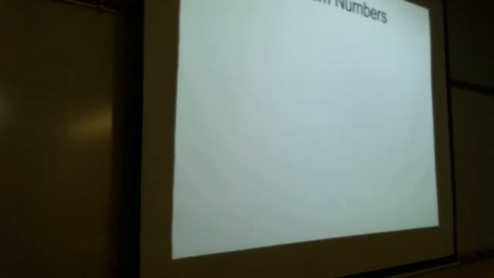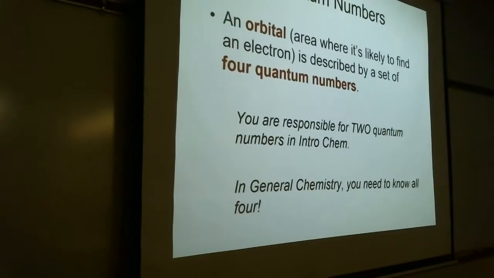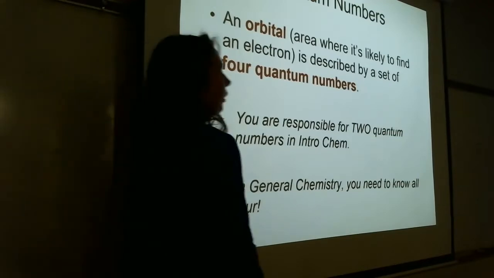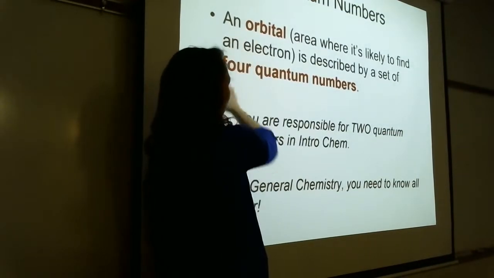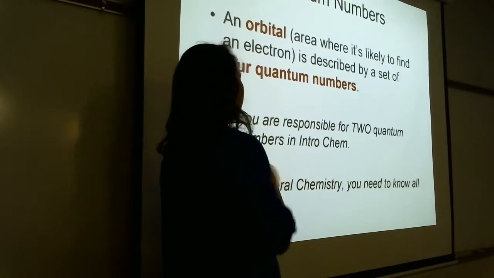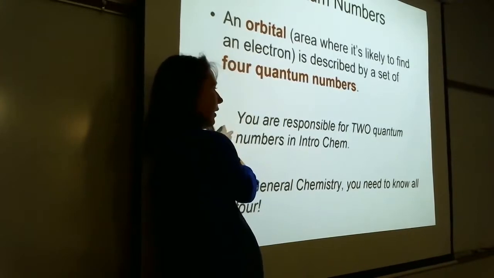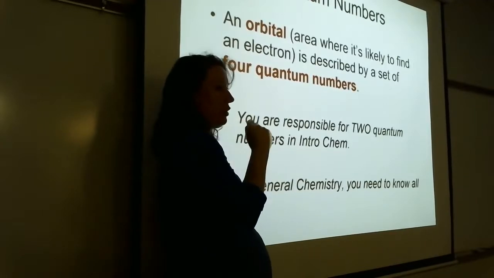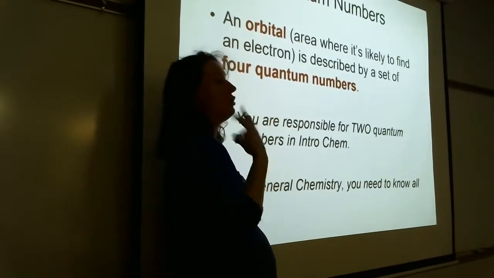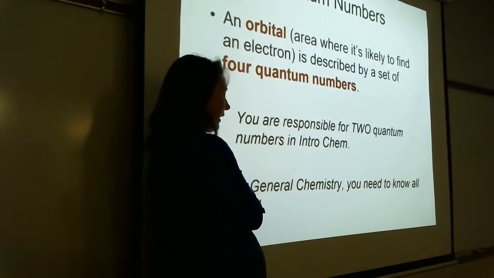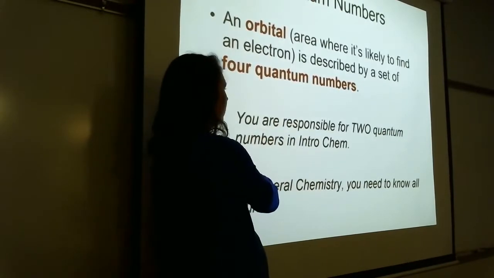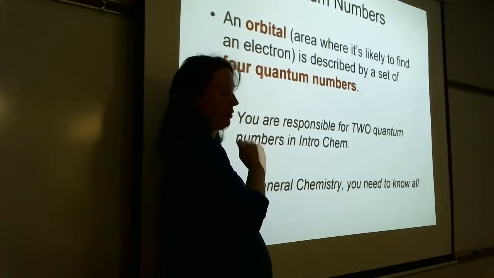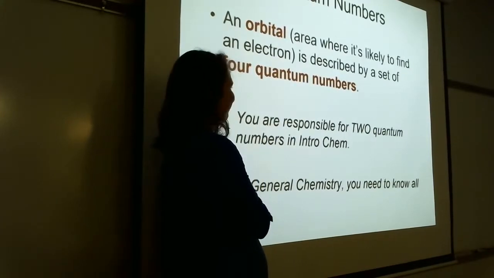All right, so we're going to talk about quantum numbers. An orbital is defined by a set of 4 quantum numbers. And in Intro Chem, you are responsible for explaining and defining 2 of those. In Gen Chem, we'll go into all 4, but Intro Chem students only need to know 2 quantum numbers. Gen Chem students got to go 4.